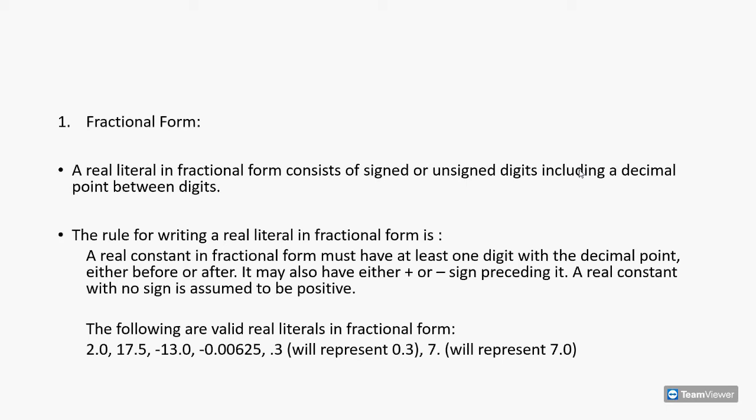There is a rule that is followed for writing a real literal in fractional form. The rule is a real constant in fractional form must have at least one digit with the decimal point, either before or after. It may also have either a plus or minus sign preceding it. A real constant with no sign is assumed to be positive. The following are valid real literals in fractional form: 2.0, 17.5, -13.0, -0.00625, .3, which would actually represent 0.3, and 7., which would eventually represent 7.0.